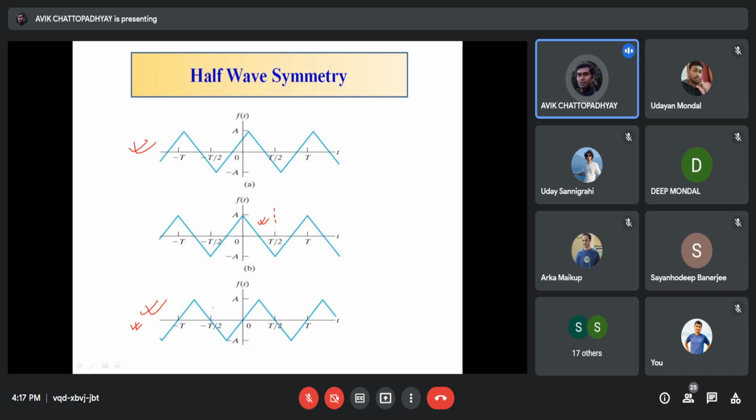Identify the terms that could be present or might be present in the Fourier series for this signal, the last one. Forget about the heading of this slide. Just do it independently. Just using the symmetry condition, identify the terms that may be present in the Fourier series.